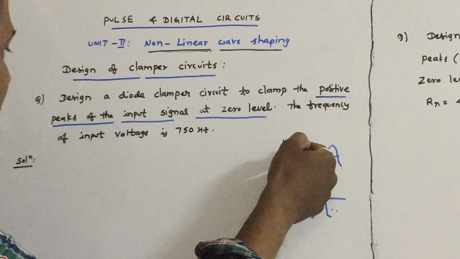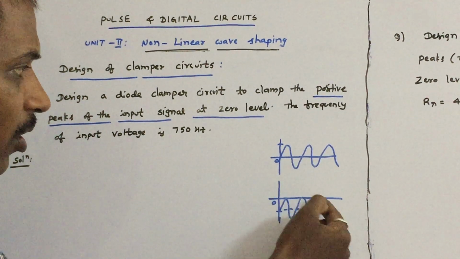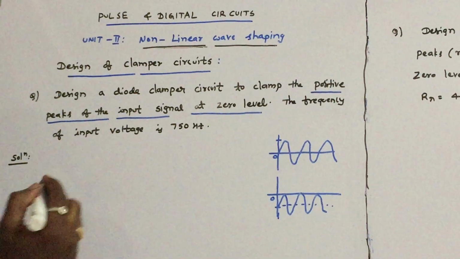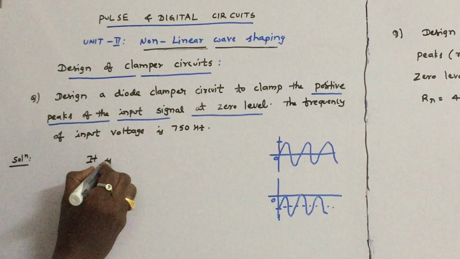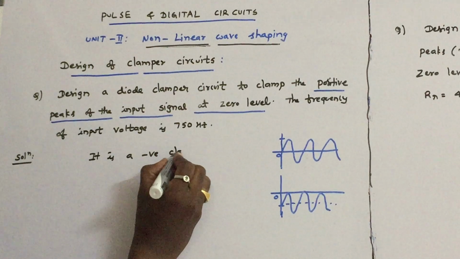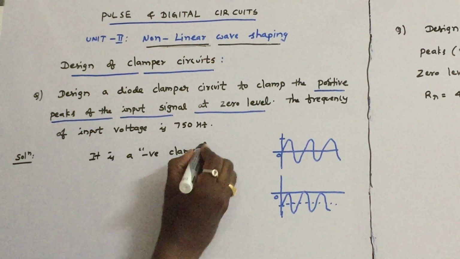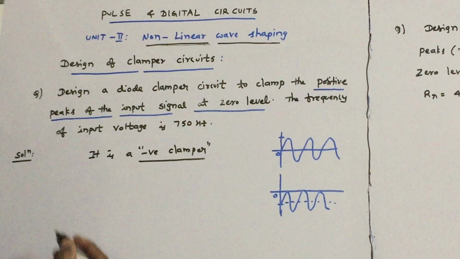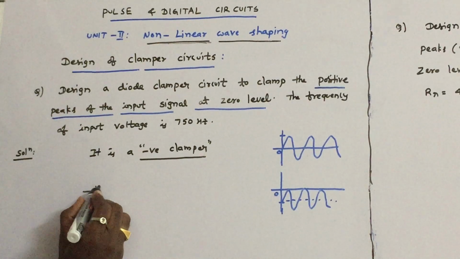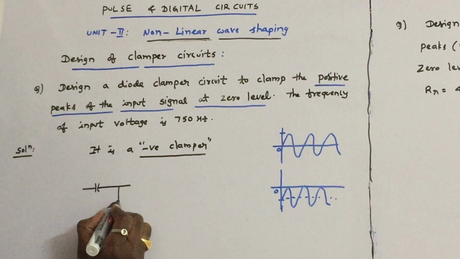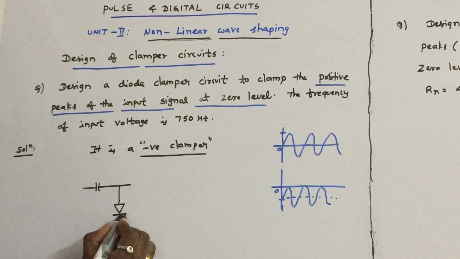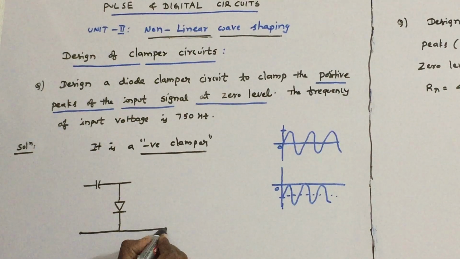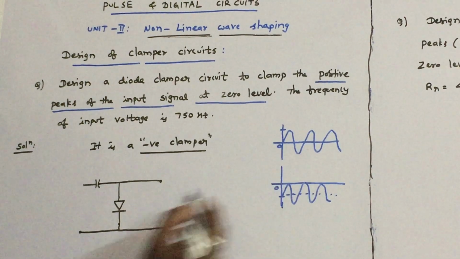The positive peaks have to be clamped to 0 level, which means the entire waveform should be shifted to the negative side. So the first point you have to observe is that it is a negative clamper, since it introduces a negative DC value. As you know, it is a very simple circuit consisting of a capacitor for a negative clamper. So the diode position will be like this. There is no biasing required for this problem because the positive peak is clamped to 0.